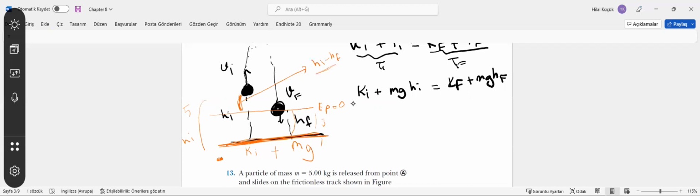And now my new formula will be hi minus h final equal. This ball hasn't got any potential energy because my reference point is that direction. So I can say K final, because there isn't any potential energy at the last point. My reference point is starting from that part. Okay, so can you write like that?